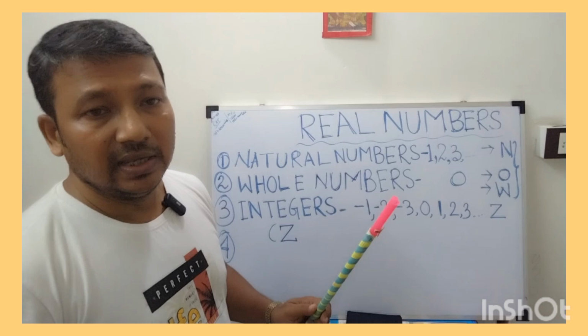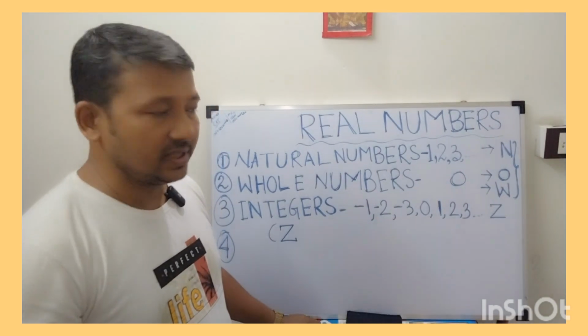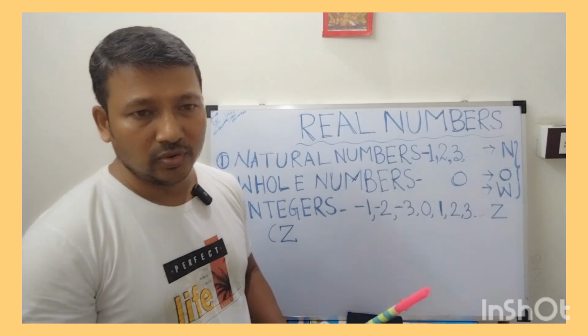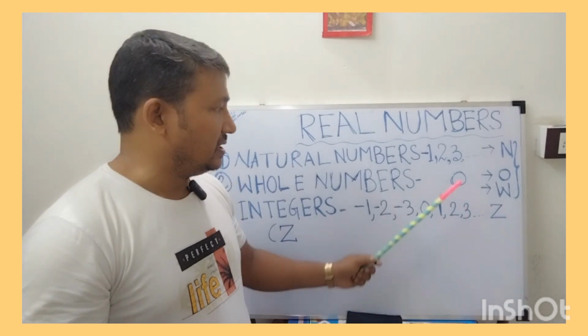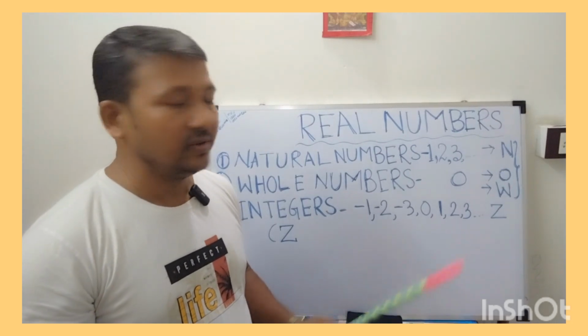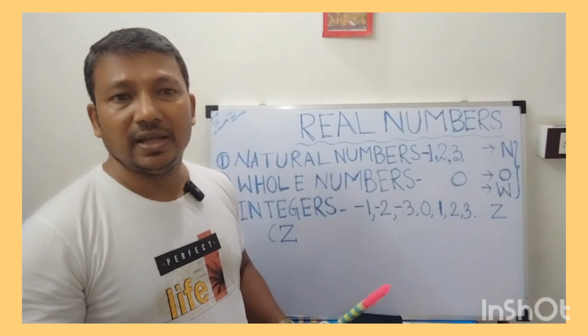Now here is the question: is 0 a natural number? No, the answer is no. 0 belongs to the whole numbers family, so this is not a natural number.